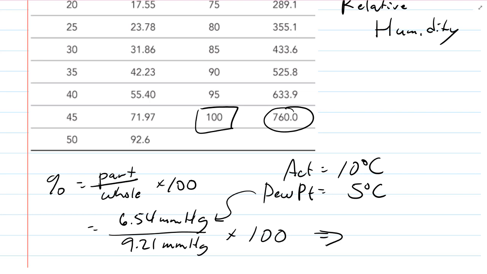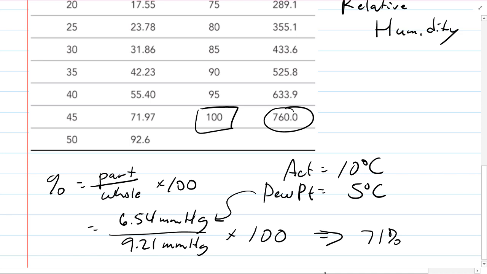Eyeballing it, that appears to be somewhere around, what, 70%? If you do that, anybody have that? 71%. So we would then say under these conditions, this would be a 71% relative humidity. And so that's where that result comes from. So next time you pay attention, this is saying that the air is holding 71% of the moisture it could hold at that temperature.